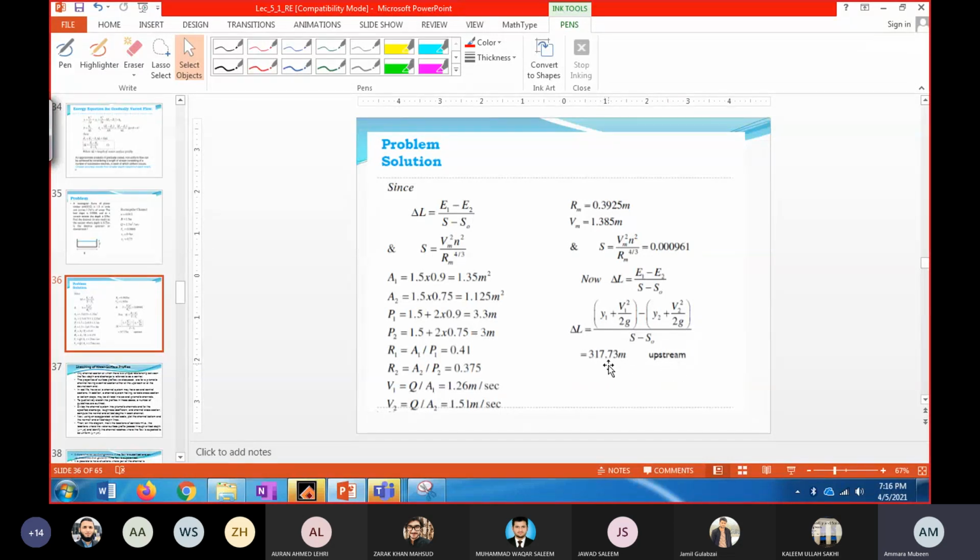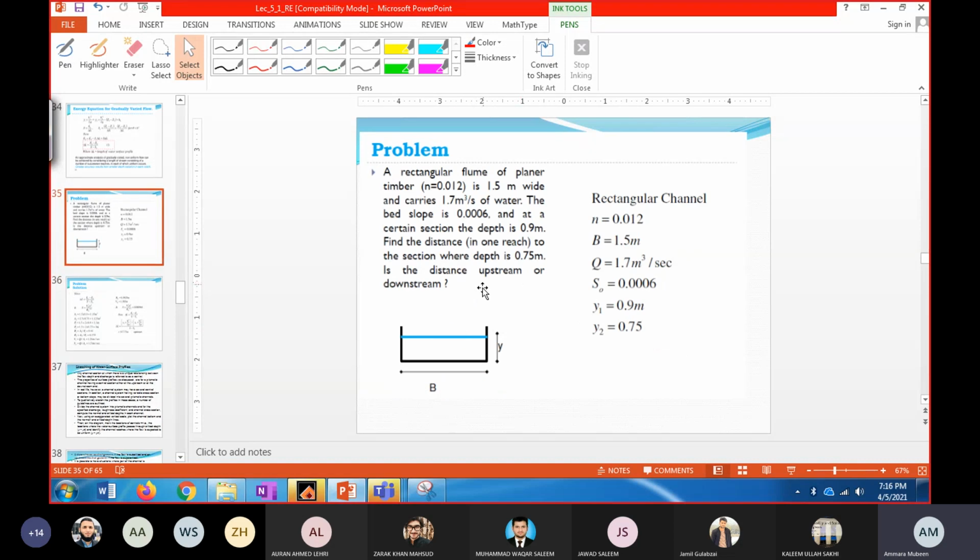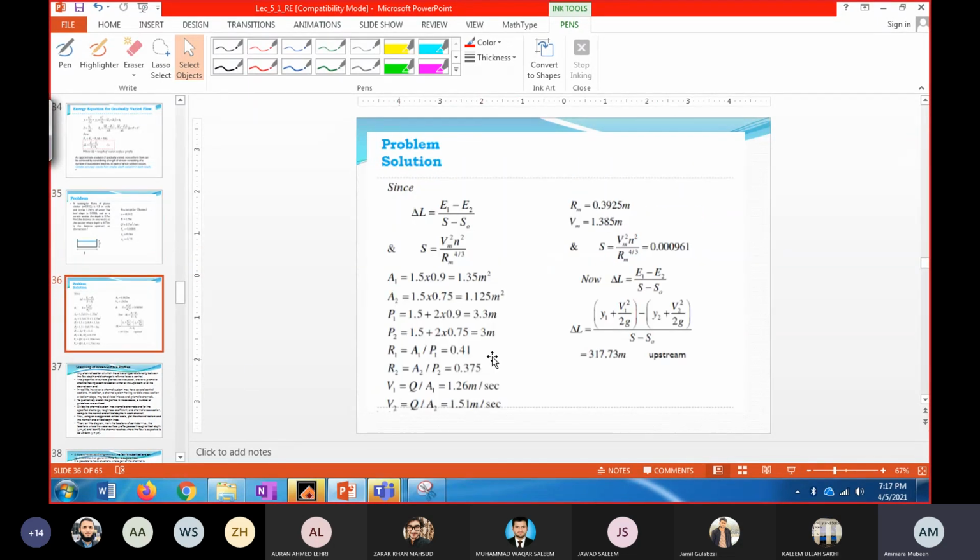And upstream, why have they said that it is upstream? Actually, they are calculating the direction of flow. Is the distance upstream or downstream? So how can you know the direction of flow when this data is being given to you? How can you get the direction of flow? If you are finding out the delta L value through this formula and it comes out to be positive, what does that mean?